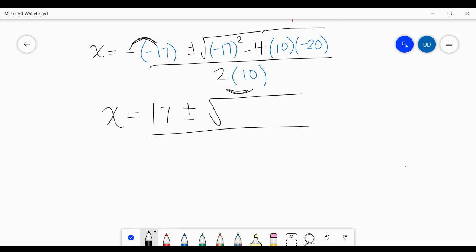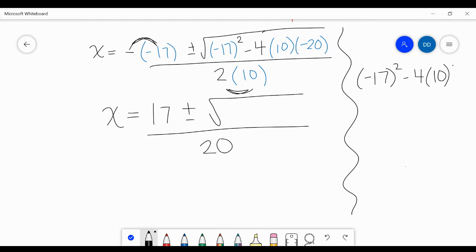And this is all over 2 times 10, which is 20. Now, if you want to do this in a separate area, because this can get a little messy, that's fine. So I'm going to do that over here, just like finding the discriminant.